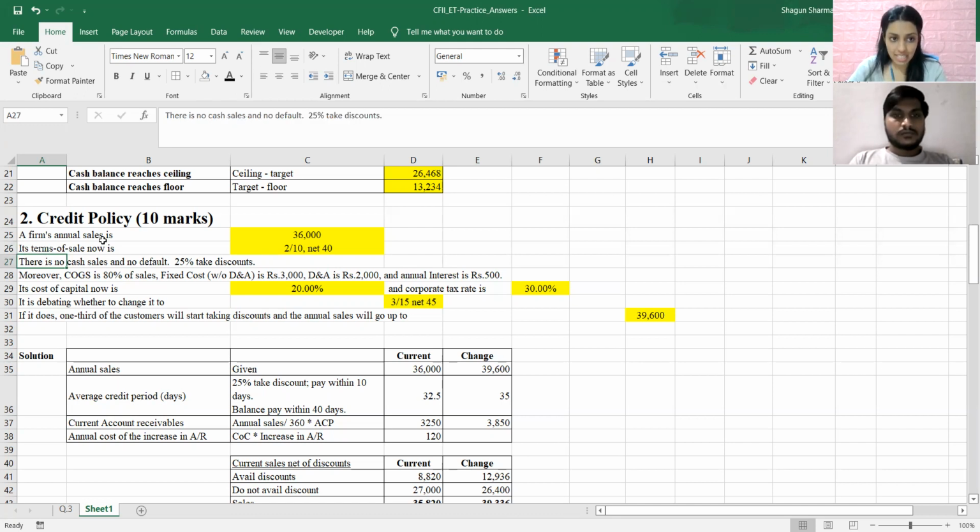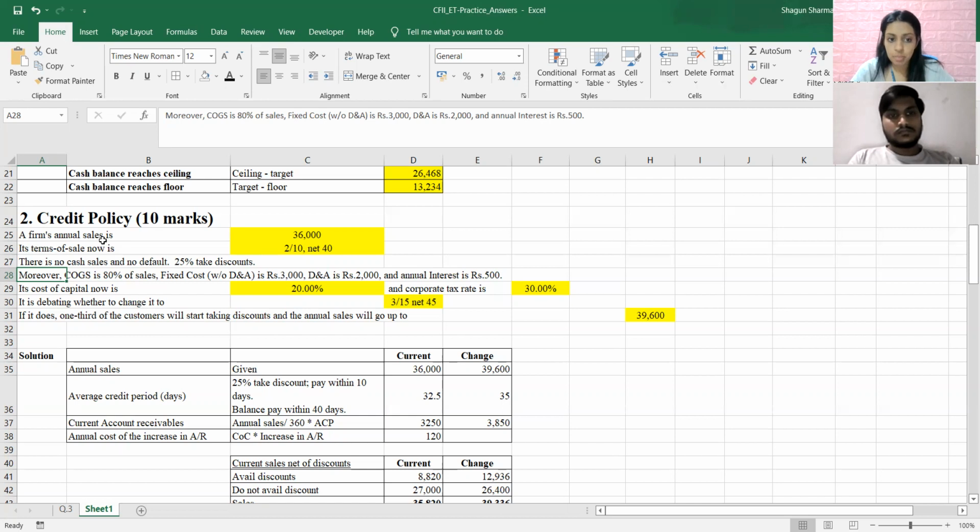Now there is no cash sales and no default, means maximum 40 दिन में सब customers payment कर रहे हैं and 25% take discounts. That means out of the 36,000, 25% are paying within 10 days and getting a discount of 2%. 75% are not paying within 10 days, so they don't get the discount, but they are paying within 40 days. So 10 to 40 days mein they are paying. Okay. Moreover, COGS, that's cost of goods sold, is 80% of sales.